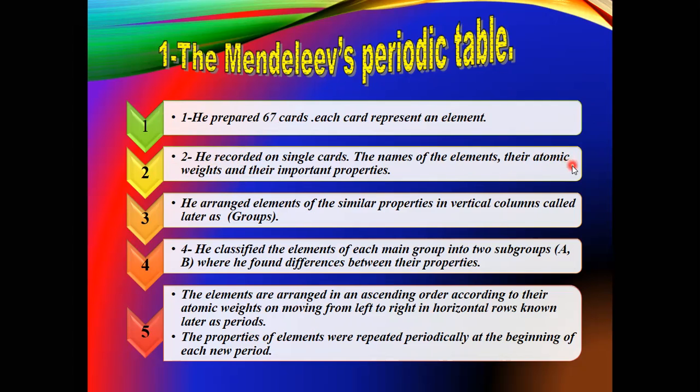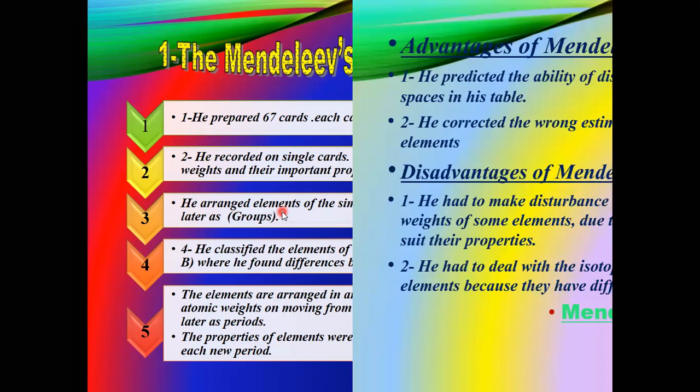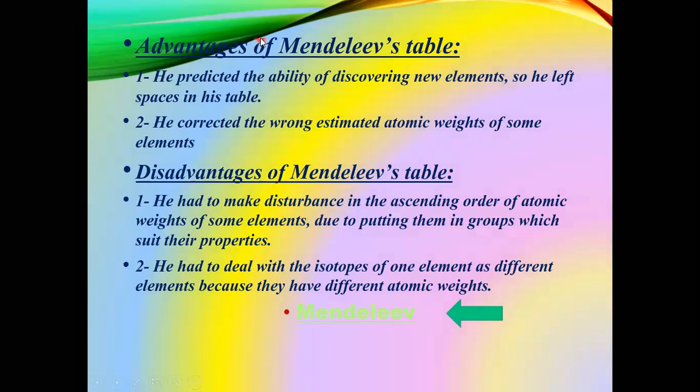But the last one, he started another one similar to the first one, so the properties repeated periodically, بطريقة دورية, at the beginning of each period. بعد كده بعد ما عمل الكلام ده جم الساينتست بعد كده قالوا طيب هنشوف الادفانتجز والديس ادفانتج، ايه الحاجات اللي انت عملتها كويس وايه الحاجات اللي انت ما عملتهاش كويس.